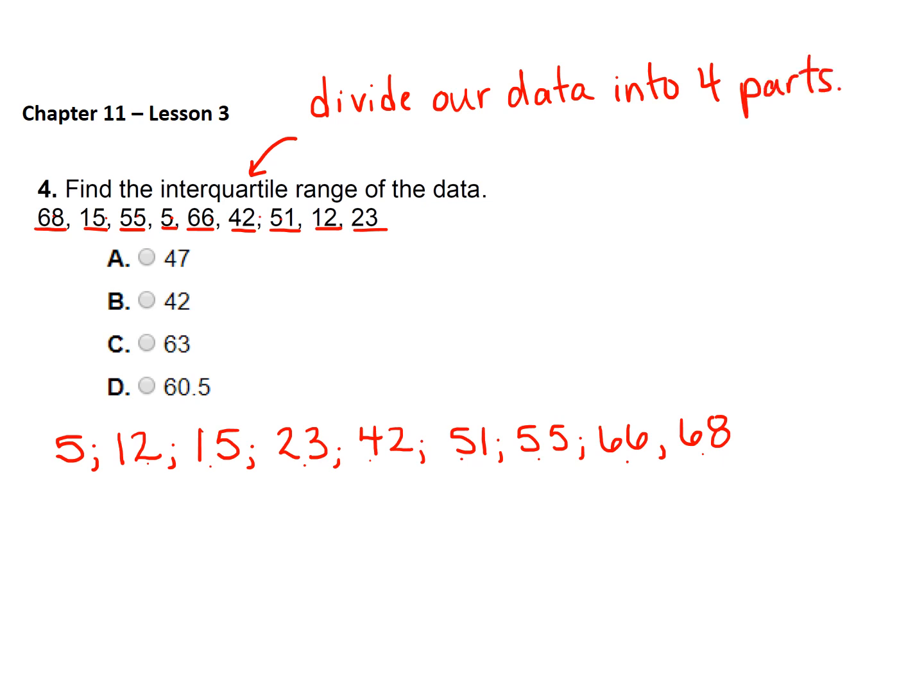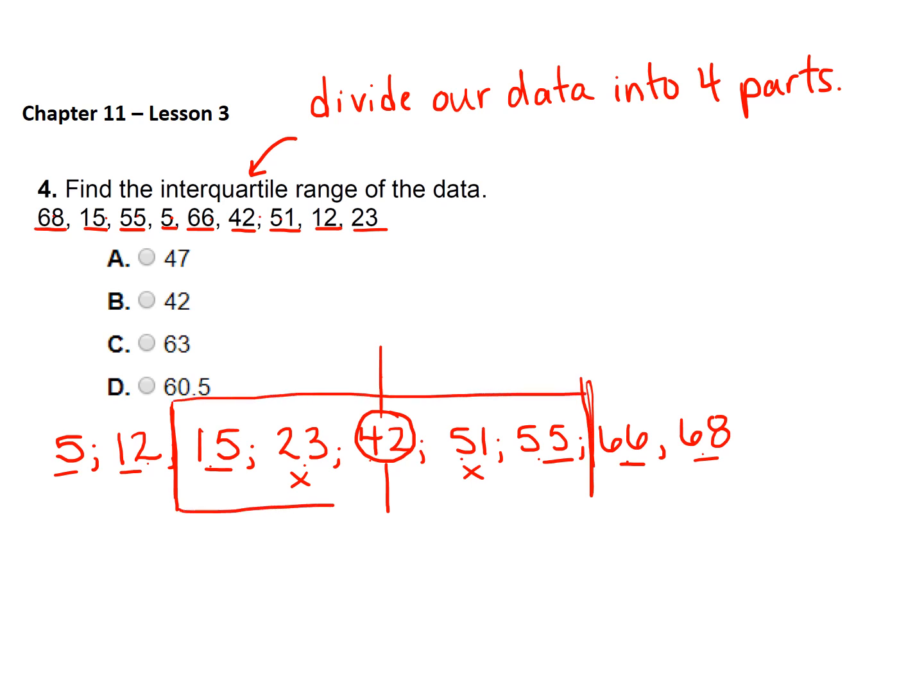All right, so I'm going to go left, left, left, right, right, right, left, right. All right, so this is my middle number. This is my median number. Okay. And now I find the middle of the left part and the middle of the right part. And the interquartile range is from this point to that point.